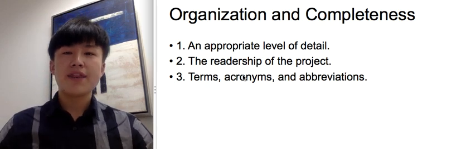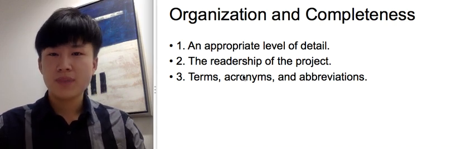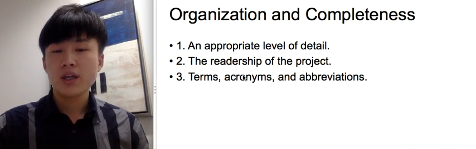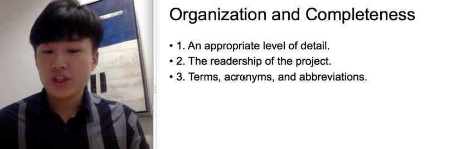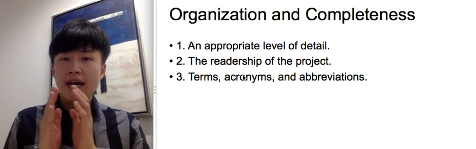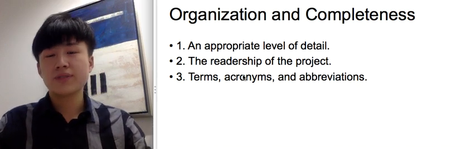Okay, let's focus on the first part, the organization and the completeness. It is obvious that we have an appropriate level of detail. Then, the readership of the project plan is stakeholders of the project and the project teams. Then, we have a good explanation of terms, acronyms, and the abbreviations. I think it is pretty good.